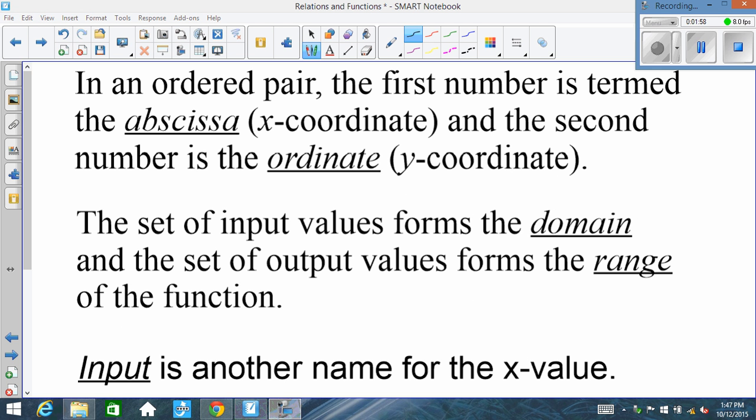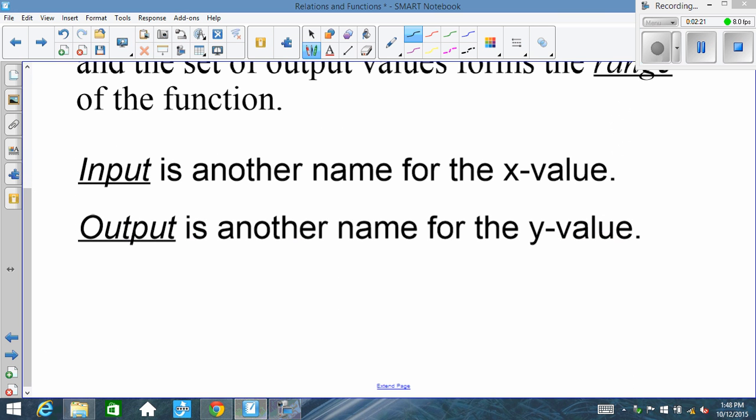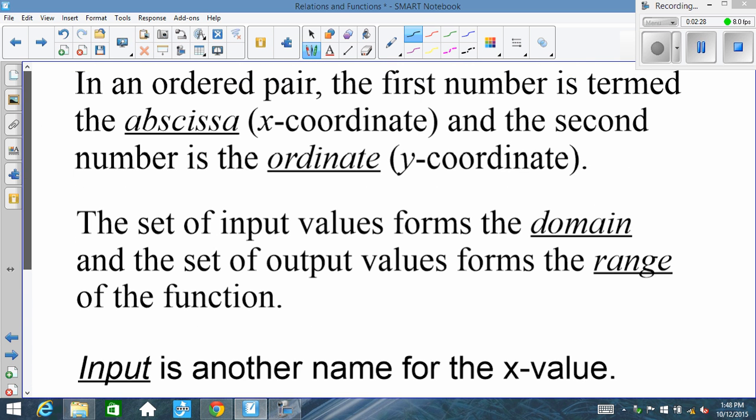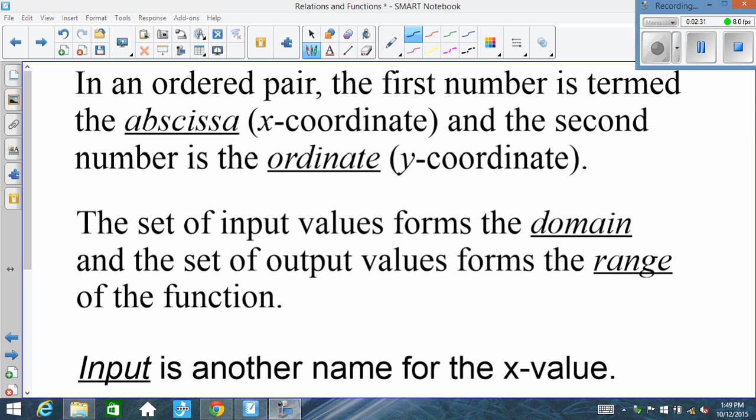Here's some new terminology that we haven't discussed yet. In an ordered pair, the first number is termed the abscissa, or x-coordinate, and the second number is the ordinate, or y-coordinate. The set of input values form the domain, and the set of output values form the range of the function. Input is another name for the x value, and output is another name for the y value.